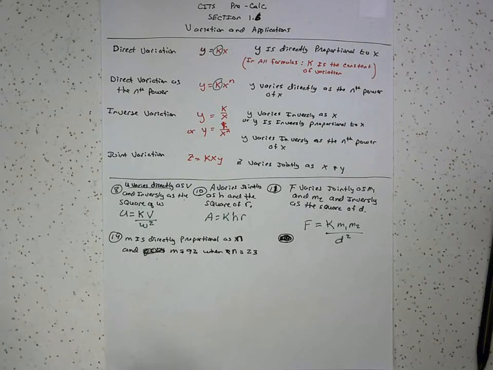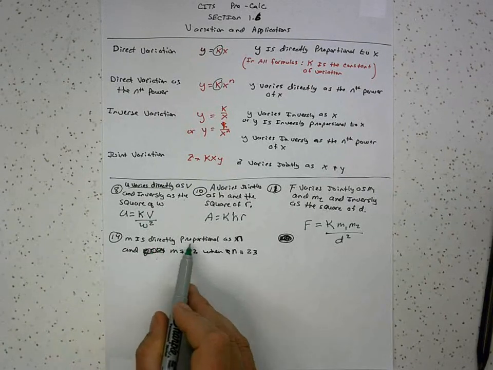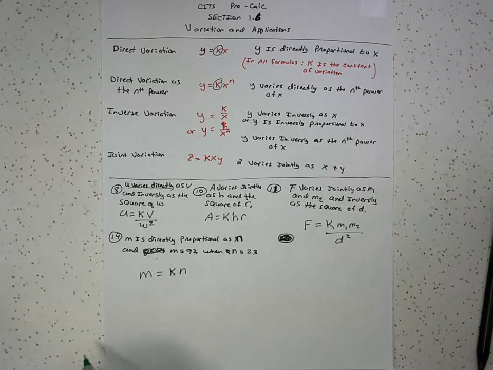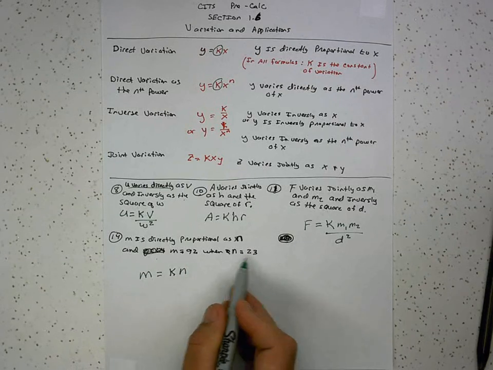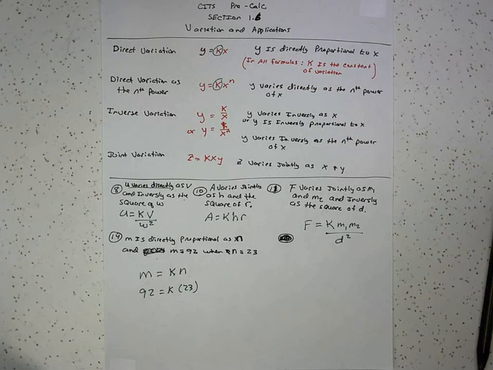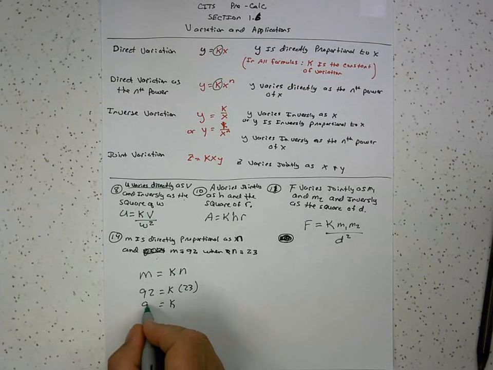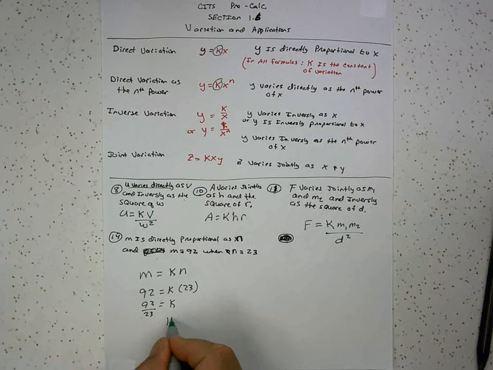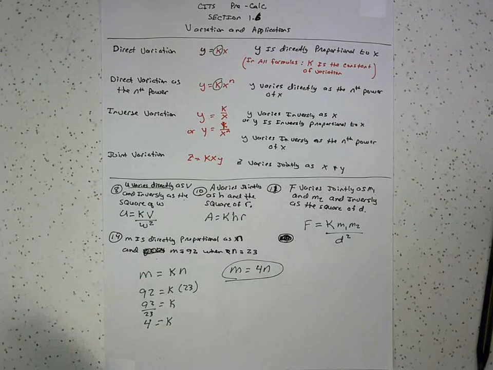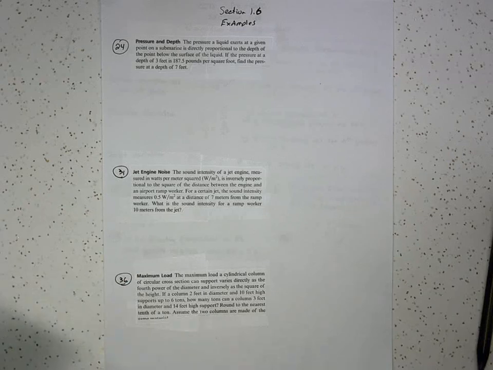So on number 14, m is directly proportional to n. That gives us a general equation, m directly proportional to n, and m equals 92 when n equals 23. So 92 equals k times 23. Solve it out. And then I want you to write the equation again. So there is our general equation, m equals 4n. Seems pretty straightforward, doesn't it? Got just a few examples here for you.